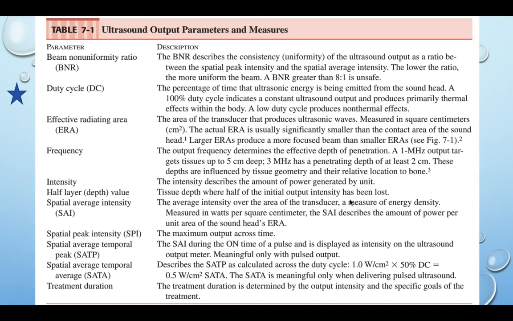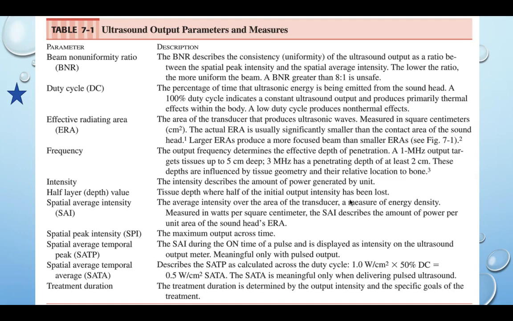So it's the percentage of time the ultrasound energy is being emitted from the sound head. So if you have a 100% duty cycle, then the entire treatment time energy is going through the beam. And so we're going to be producing a lot of energy in the body with a 100% duty cycle. So we tend to use that more when we're talking about thermal effects.